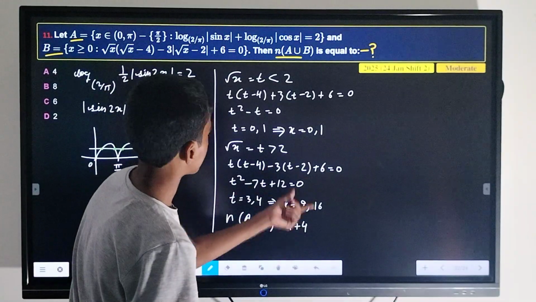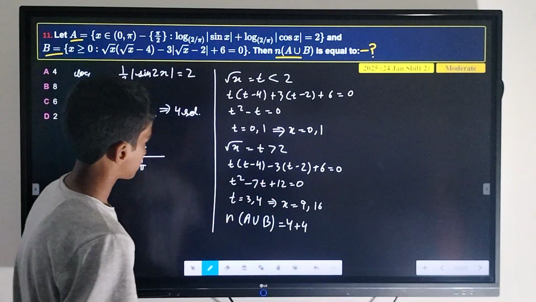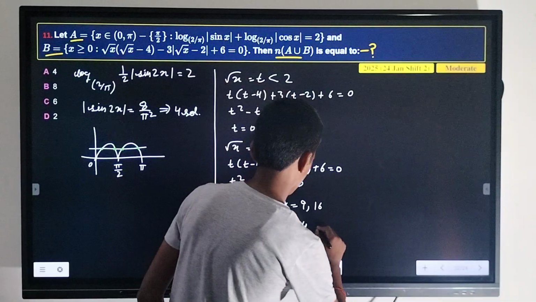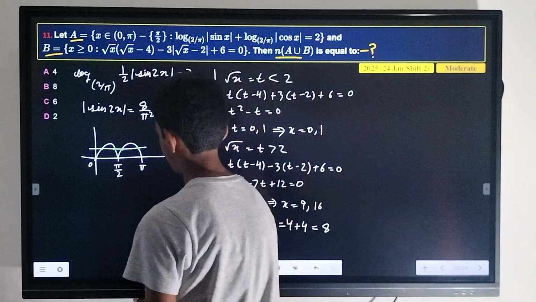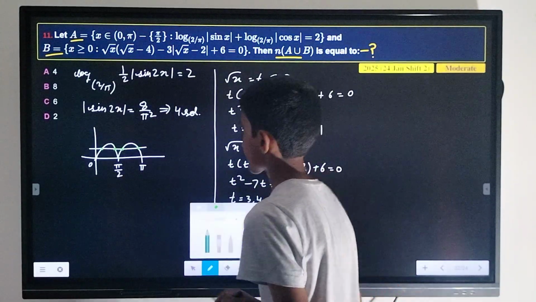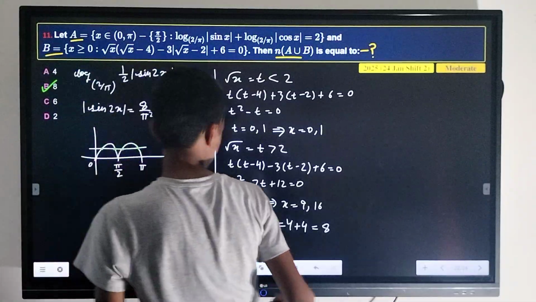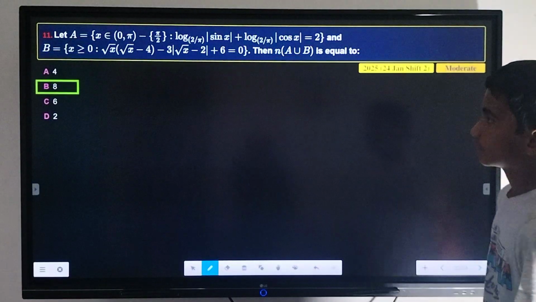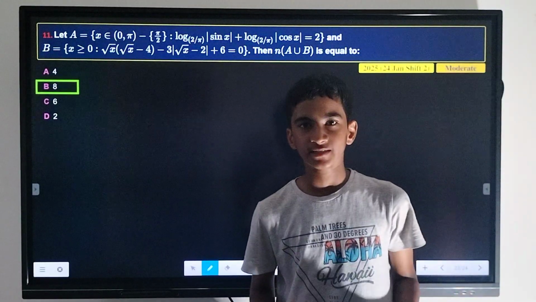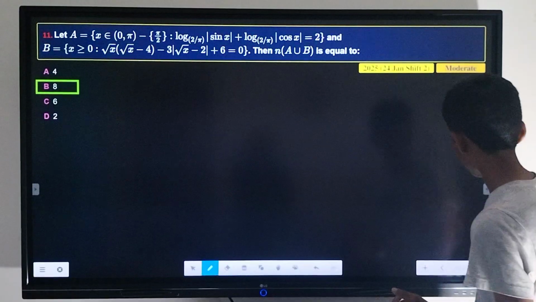can check by putting S here. So from M this is equal to 8. So our answer is option B. And here is the solution, and we can see that our answer is correct.